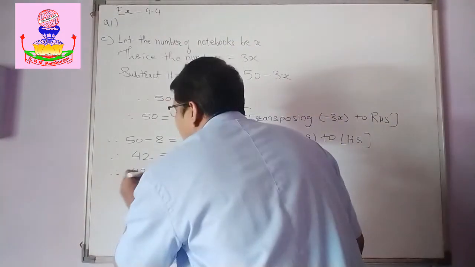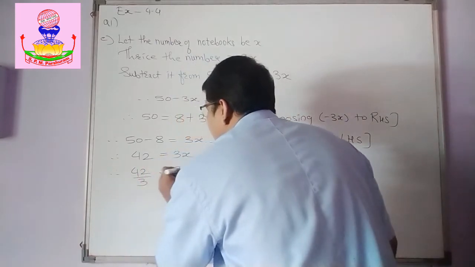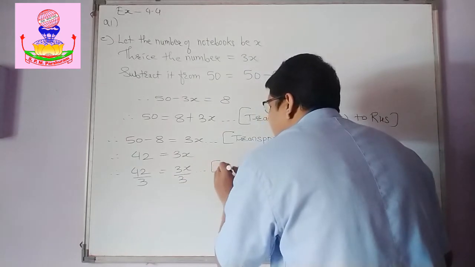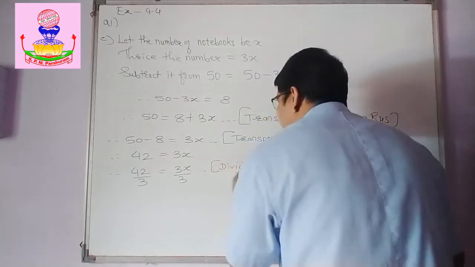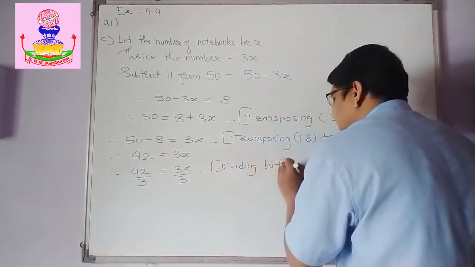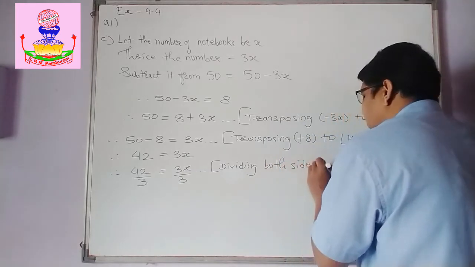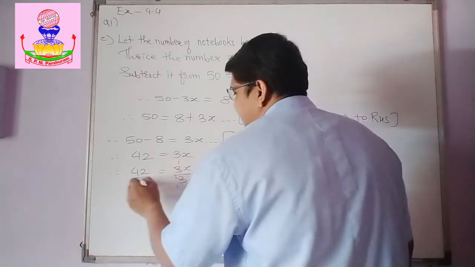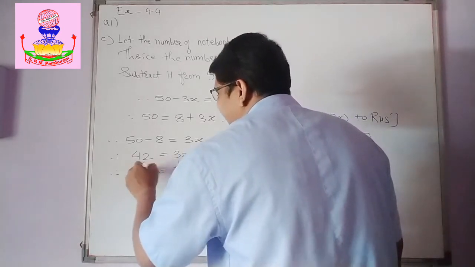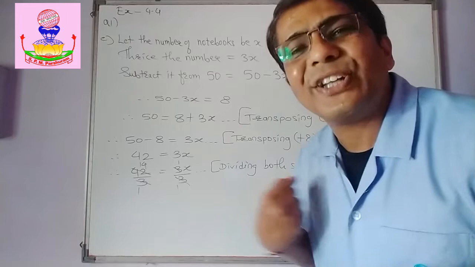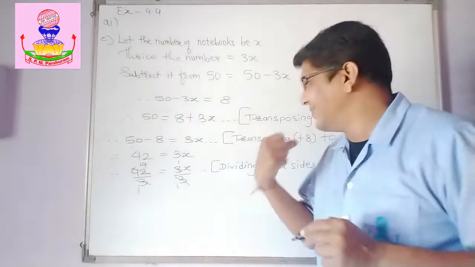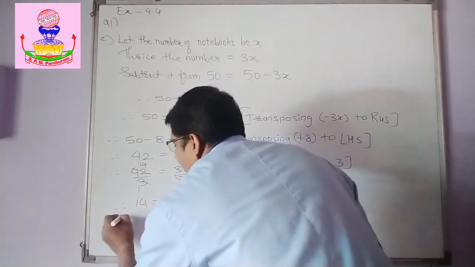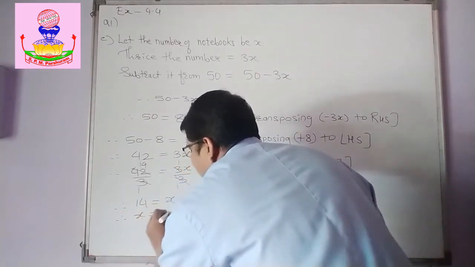So therefore 42 upon 3, that is equal to 3x upon 3. What I did? Dividing both sides by 3. Right? So 3 ones are 3, and 3 14s are 42. I know the tables. 14 3s are 42. Right? So therefore 14 is equal to x. That is what? x is equal to 14.